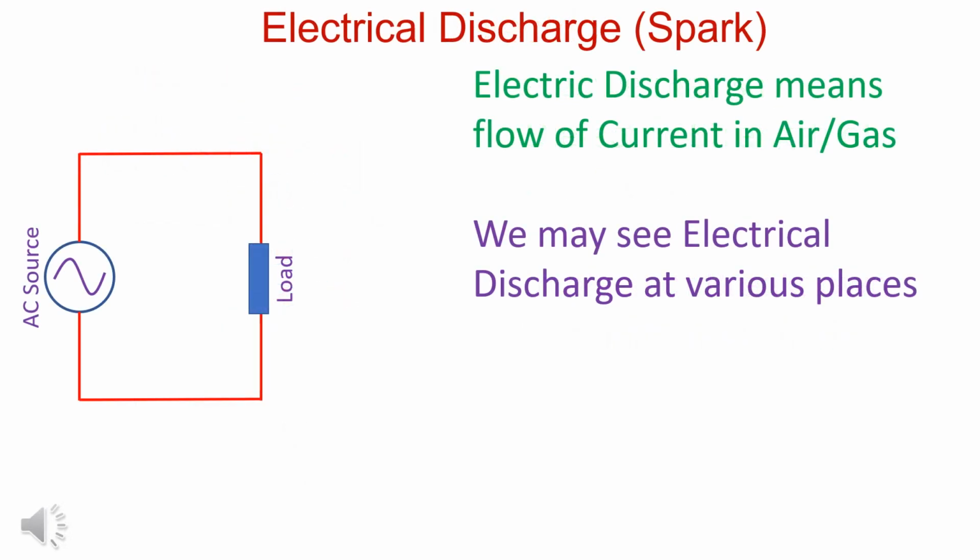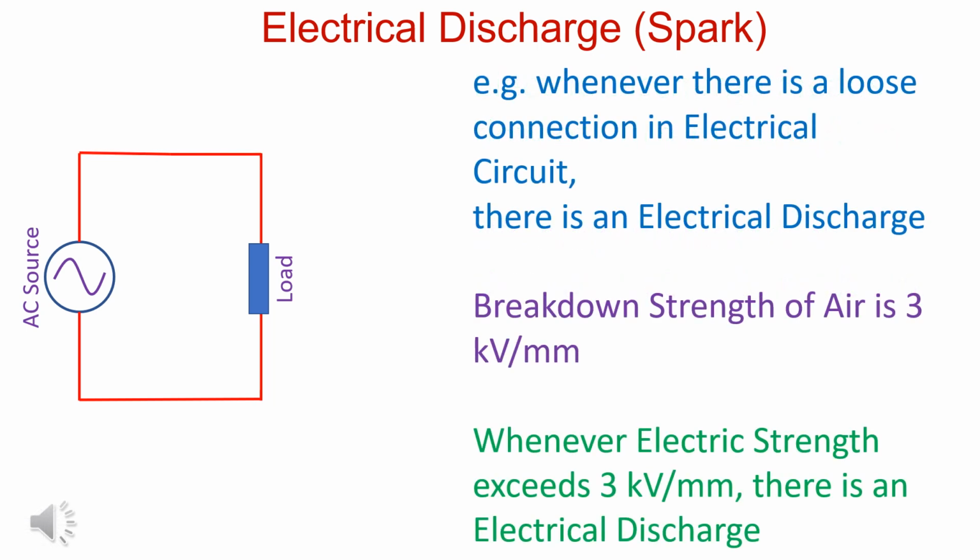We see electric discharges in everyday life, e.g. in electrode welding. Electric discharge means flow of current in the air. Whenever there is a loose connection and electrical strength exceeds 3 kV per mm, electrical discharge takes place.